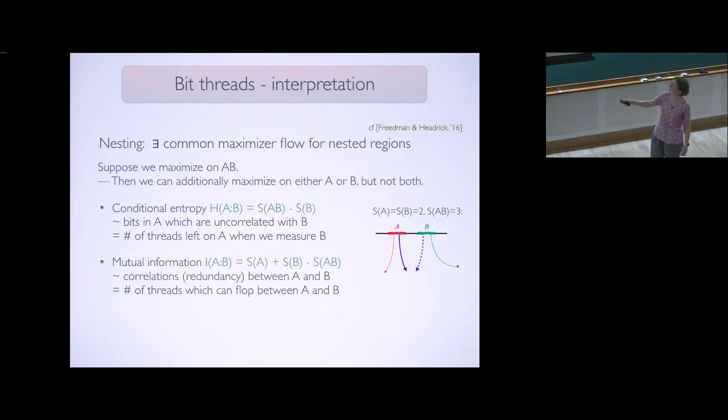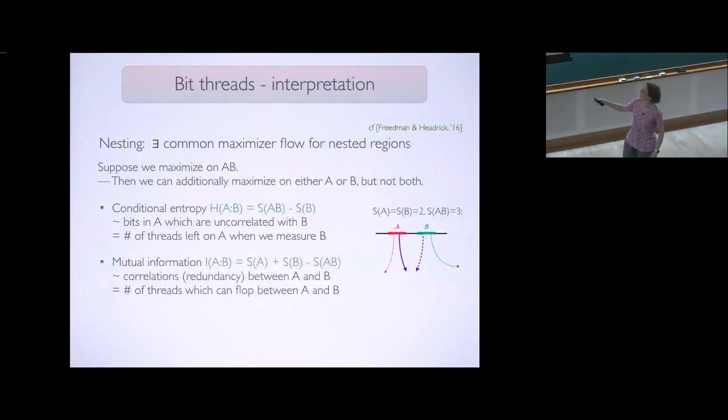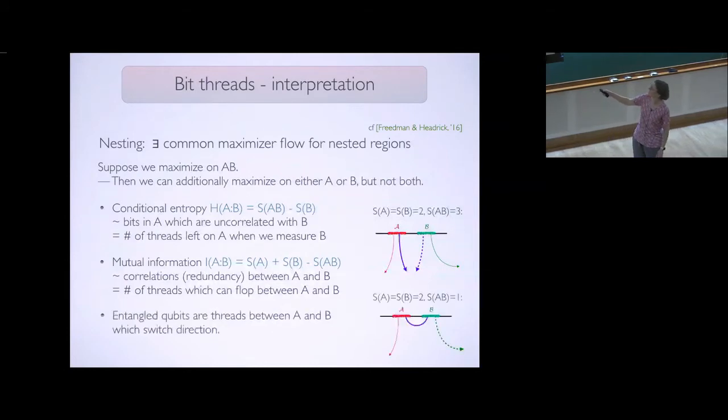So for example, conditional entropy is given by the number of threads that would be left on A if you maximize on region B. The mutual information, the classical correlation between the systems A and B, is given by how many threads you can flip between A and B if you maximize on the A system. And the quantum part of the mutual information is given by the bits that connect the two regions.